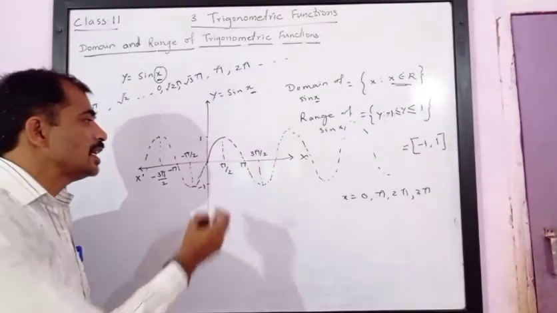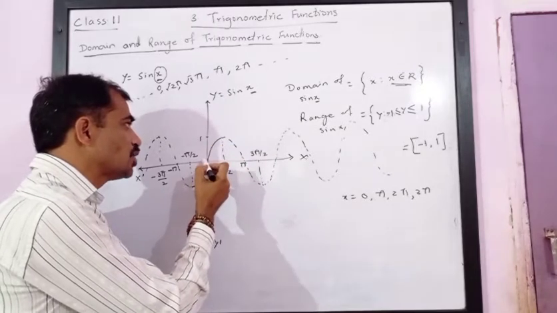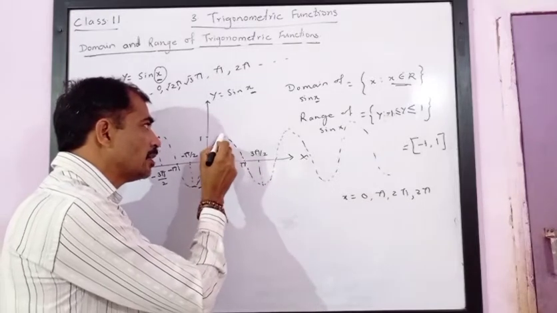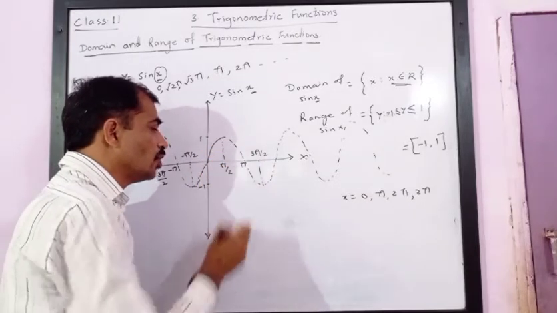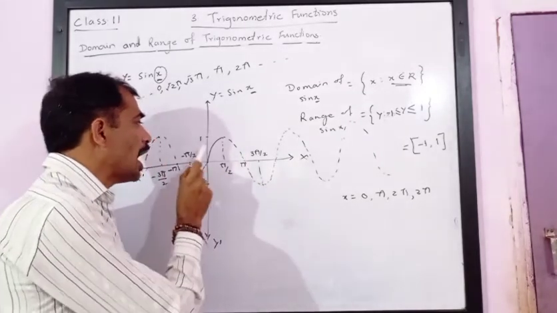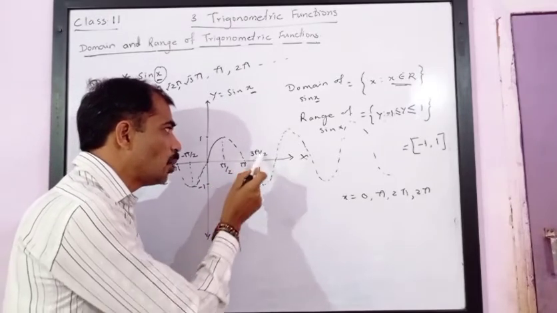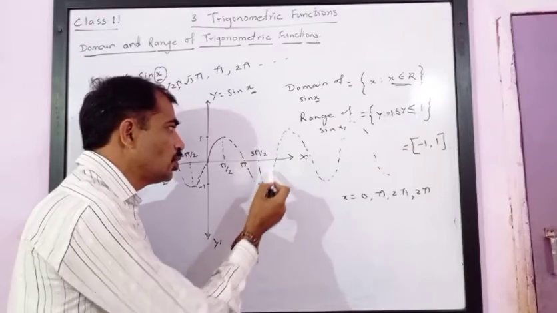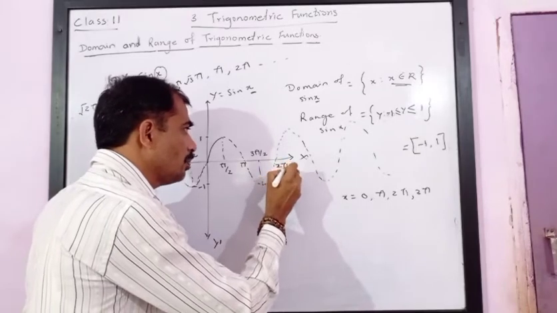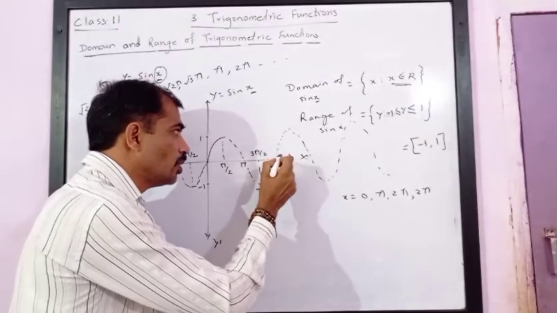Please note that as the angle increases from 0 to pi by 2, sin's value increases from 0 to 1. When the angle increases from pi by 2 to pi, sin's value decreases from 1 to 0. When the angle increases from pi to 3 pi by 2, sin's value decreases from 0 to negative 1. And when the angle increases from 3 pi by 2 to twice pi, the value increases from negative 1 to 0.